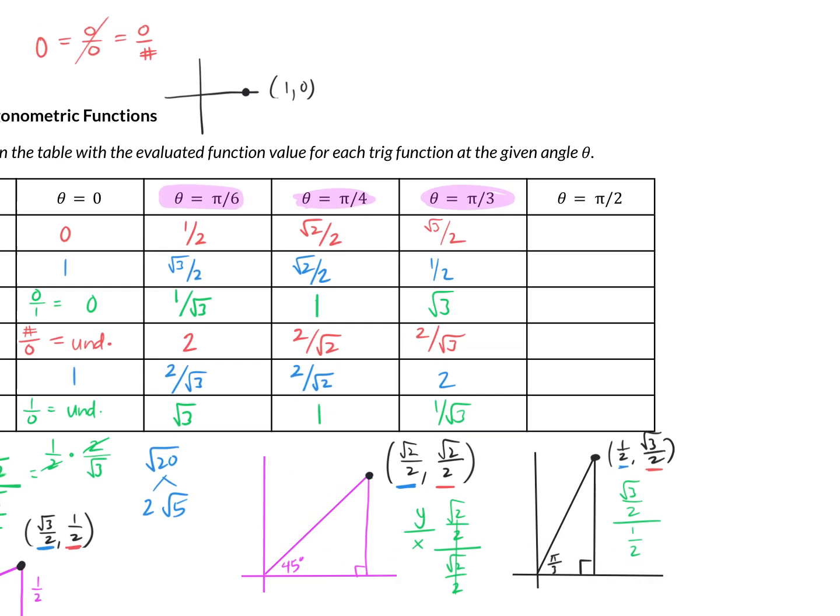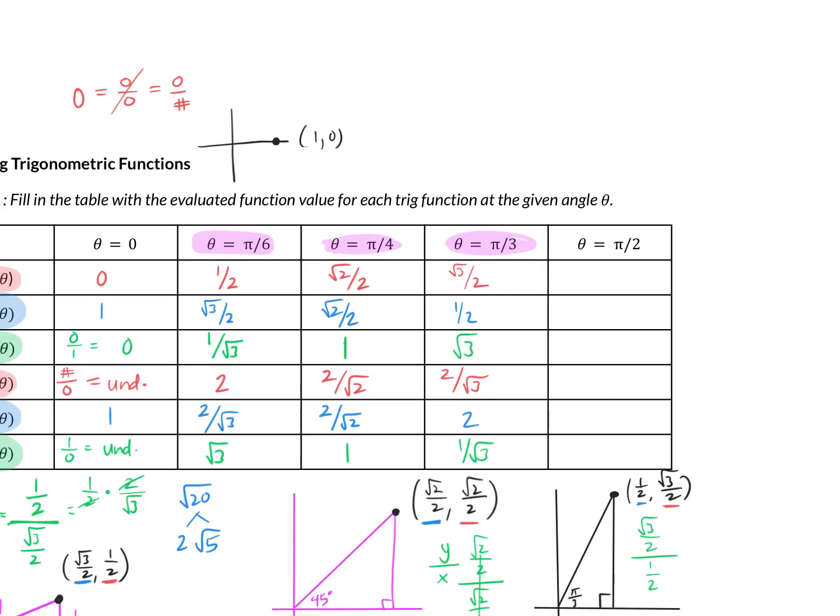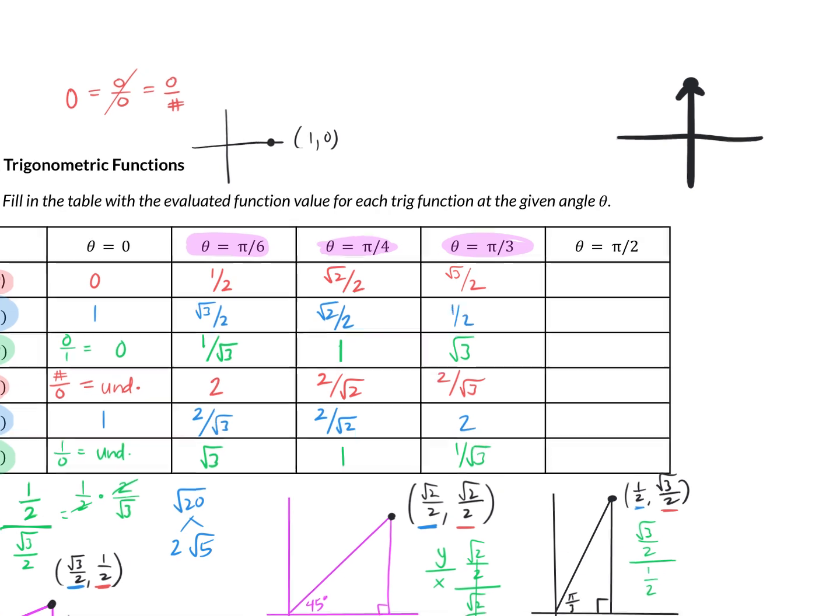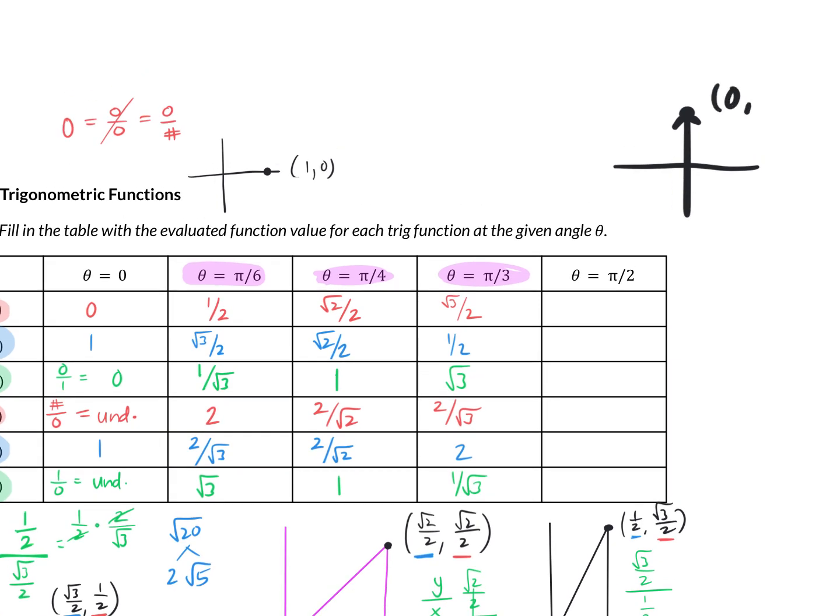Okay. Now let's look at pi over 2. Pi over 2 is just up on the positive y-axis there. So that coordinate would be what? (0, 1). Okay, I want to give you guys a minute. Try filling out those 6 trig functions for (0, 1) using that special one that we just did at 0.